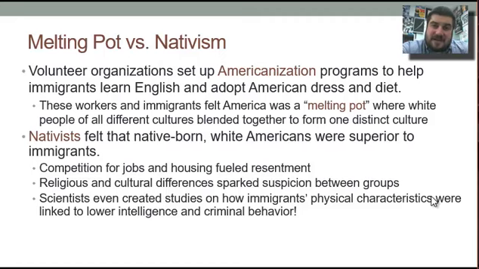And nativists are the opposite side of that. Nativism is the idea that native-born white Americans are superior to immigrants.